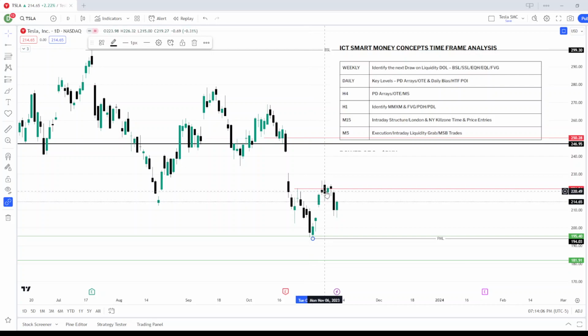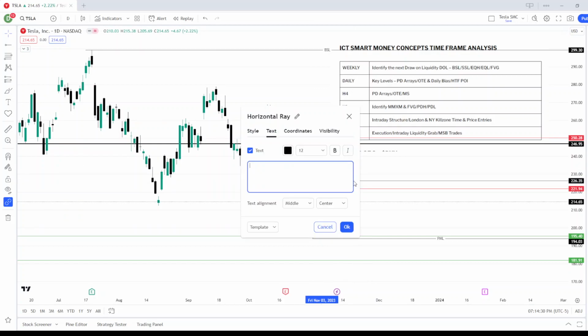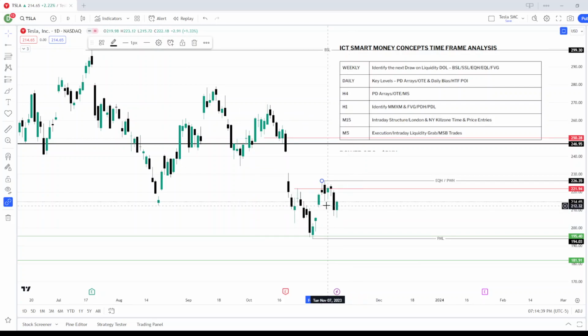Okay, and then I also want to look at, although it's a discount array because it's below the 50%, these equal highs right here. Okay, so that's not listed necessarily here in the daily key levels, but it is a premium discount array. It's on the discount side because we're below the 50%. I'm not going to mark it as a discount array. I'm just going to say it's equal high, and it's also previous week high because that second top came on Monday.